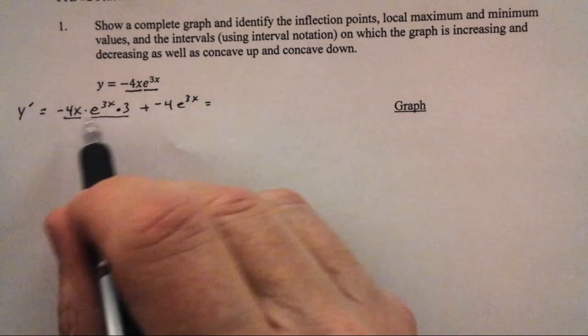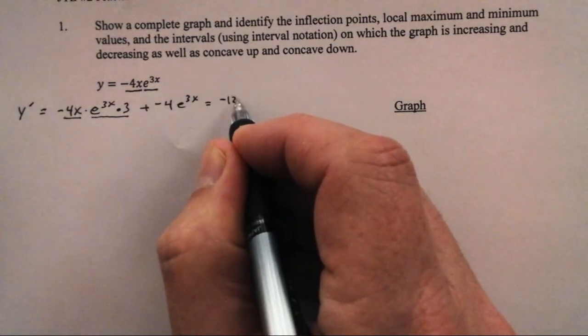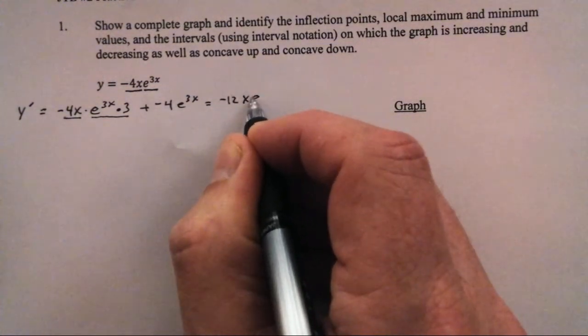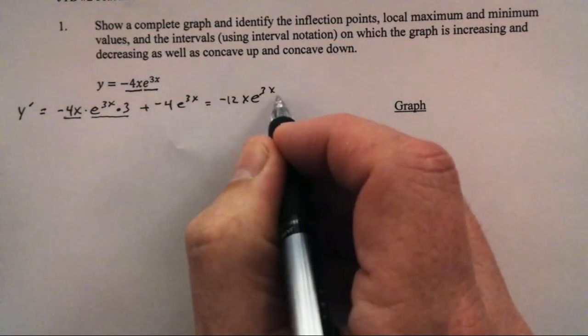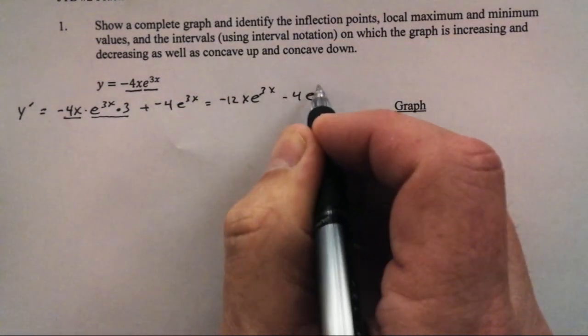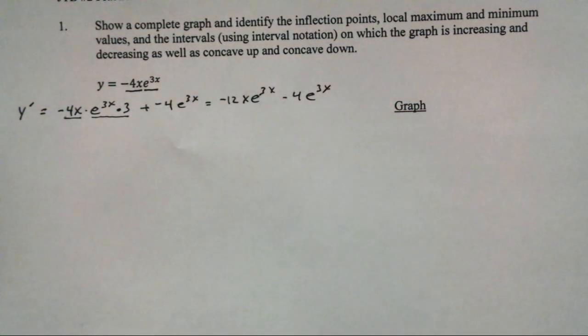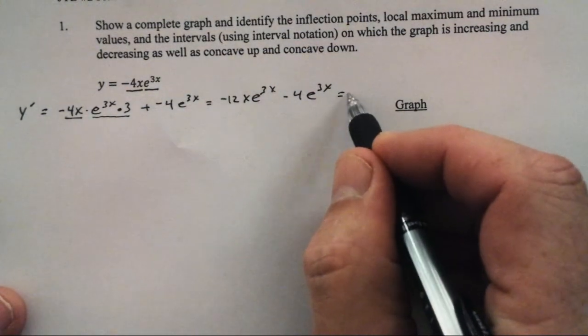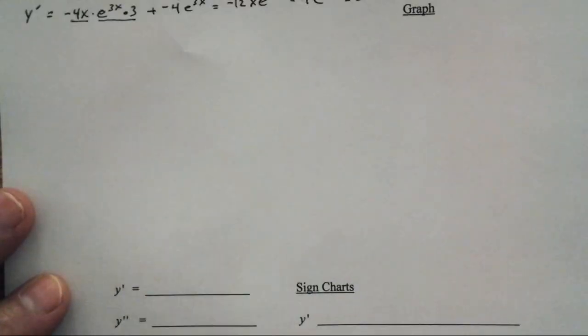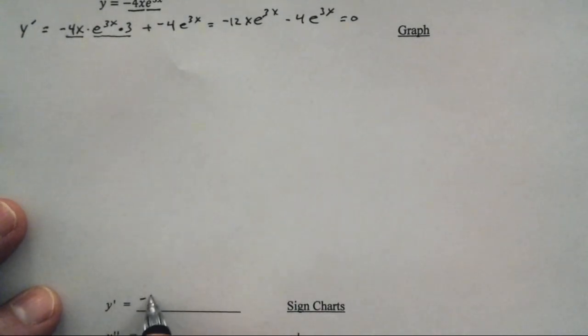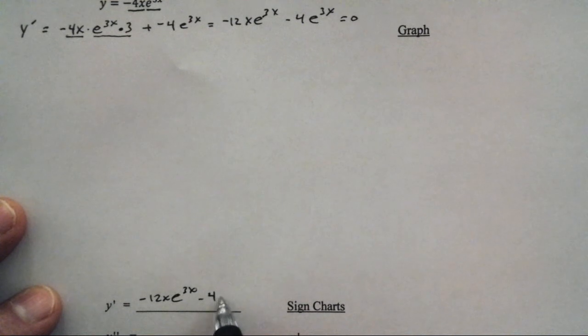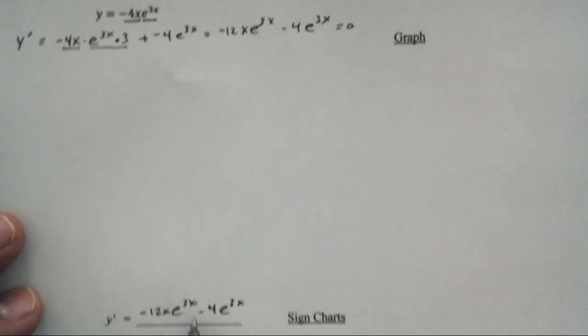And I'm going to just clean that up a little bit. Negative 12x e to the 3x minus 4e to the 3x, which is great. We're going to set that thing equal to 0 then. So we got our first derivative. Let's go ahead and record it. That's negative 12x e to the 3x minus 4e to the 3x. Or we could record it in factored form as well, which I'm going to do next.